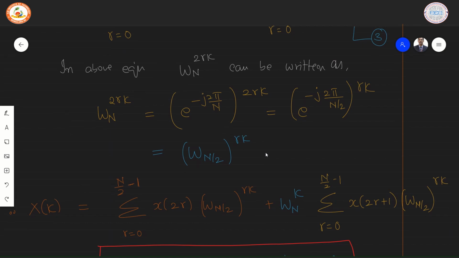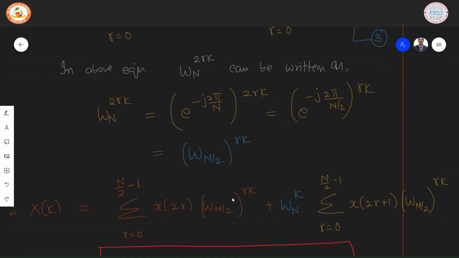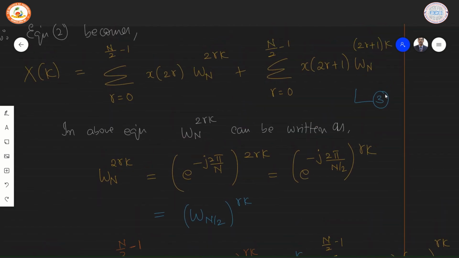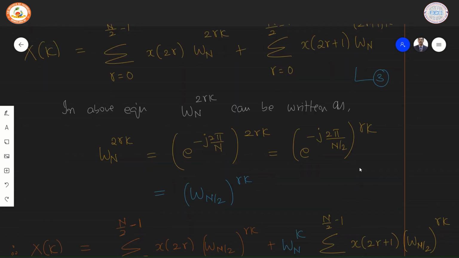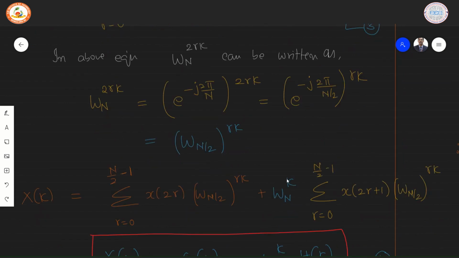Next, let us make these changes in the previous equation, and we can see that the real factor is now Wn by 2 to the power of Rk. And of course the factor which is Wn to the power of k, which is independent of R, can be treated as a constant and can be taken outside the summation. So Wn to the power of k is written outside the second summation.